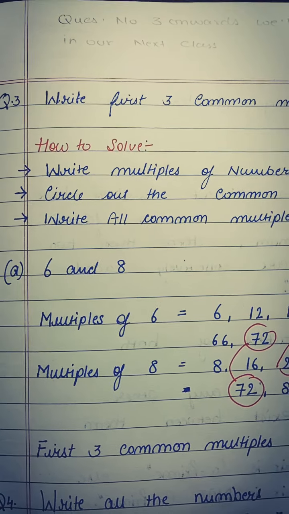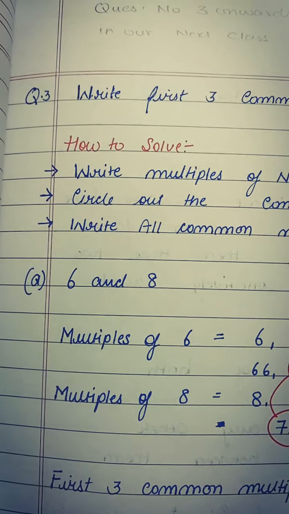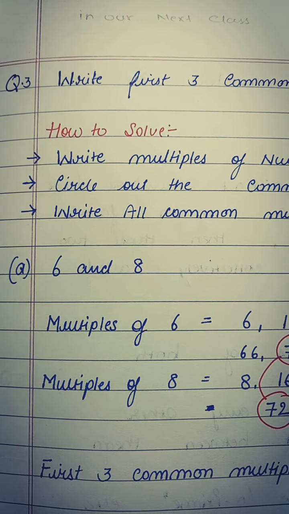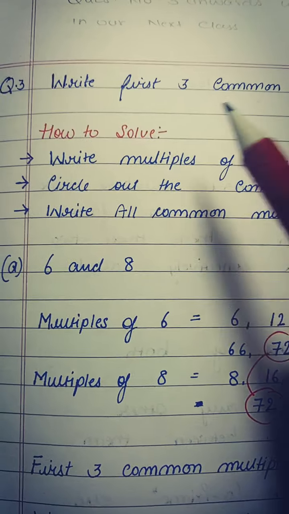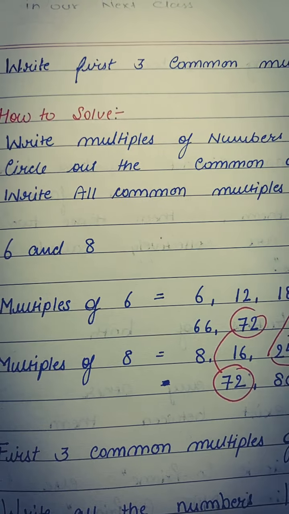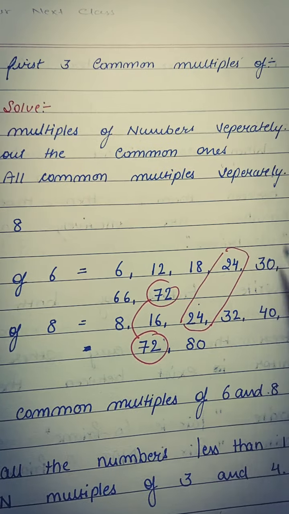Students, in our previous class, I promised you that we'll start with question number 3 as question numbers 1 and 2 are similar. So we are starting with question number 3 of exercise 3.4: write the first three common multiples of. Now how to solve? Write the multiples of the numbers separately.